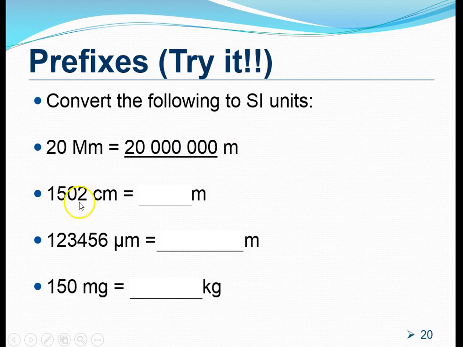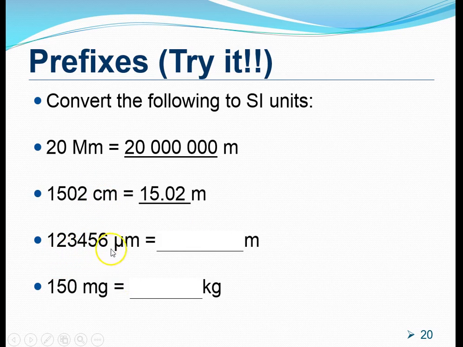How about 1502 centimeters? How can we write that down in terms of meters? Well, if you recall, centi is a prefix that is used to represent 1 over 100 or 10 to the power of minus 2. If that's the case, we can rewrite it simply as 15.02 meters. Okay, how do you get this? We simply multiply 1502 by 1 over 100. 1 over 100 is used to substitute the centi prefix.